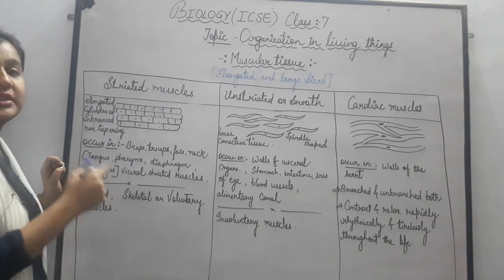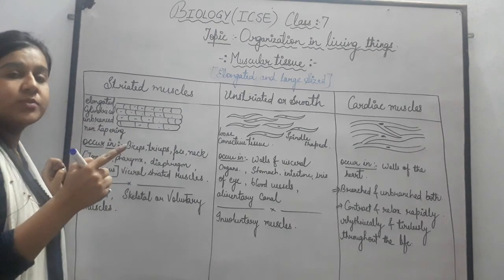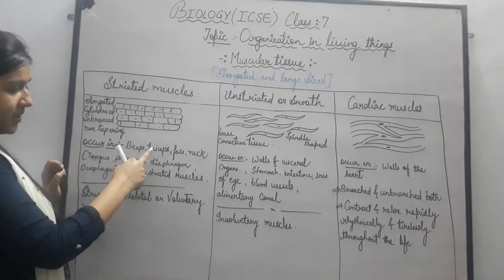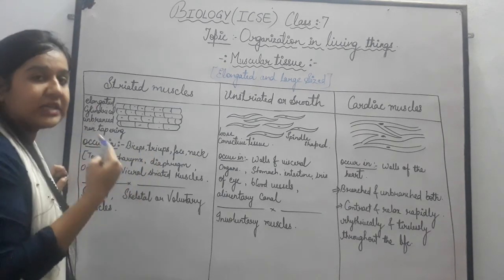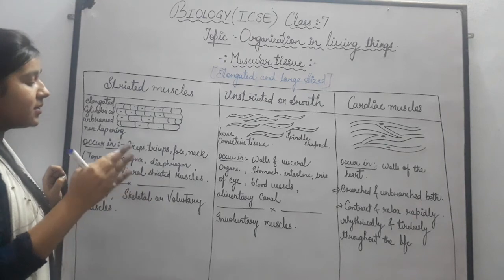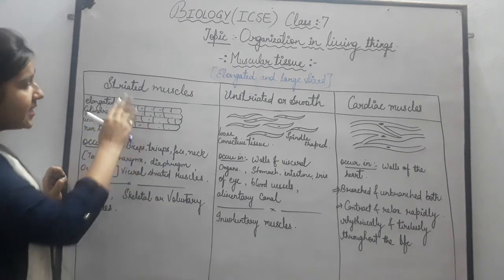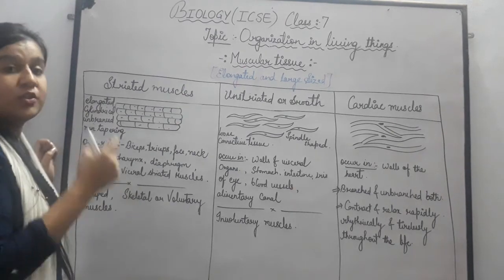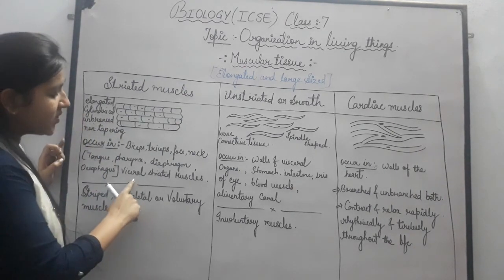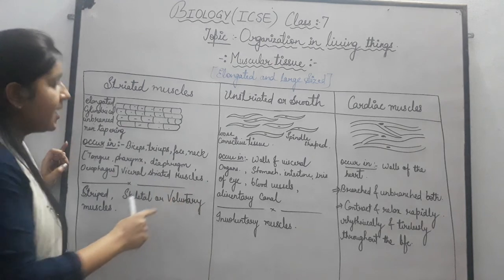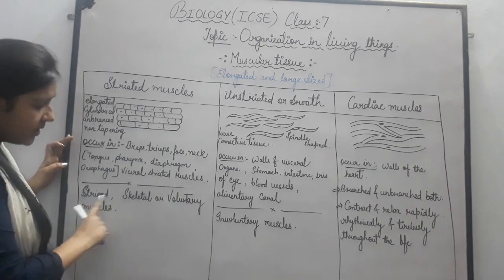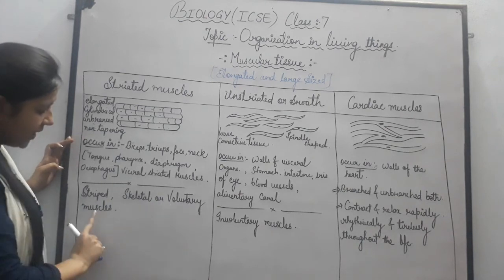They mostly occur in the biceps and triceps. Where are the biceps and triceps present? In our arms. So these are present in the biceps and triceps muscles, our face and neck muscles, and the muscles that are present in our tongue, pharynx, diaphragm and esophagus. Those muscles are known as visceral striated muscles. Also, these striated muscles are known as striped, skeletal or voluntary muscles.